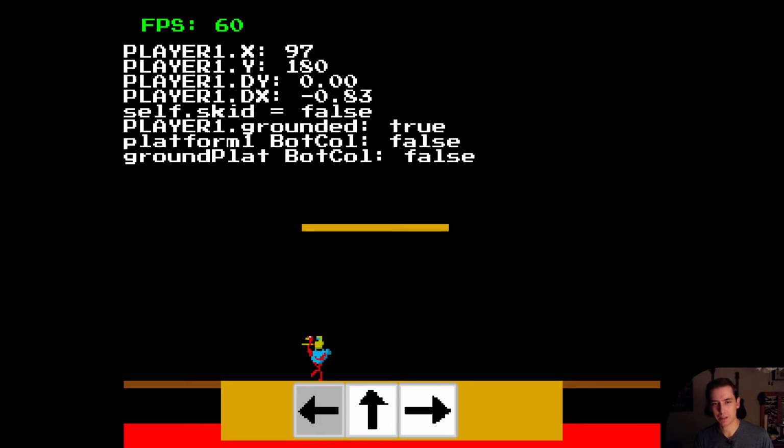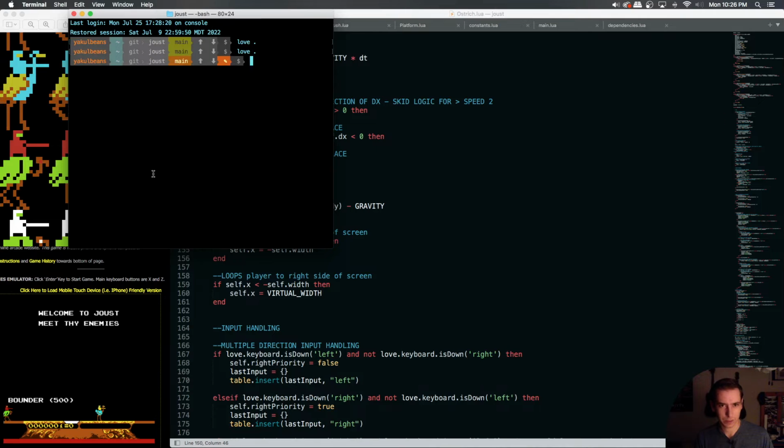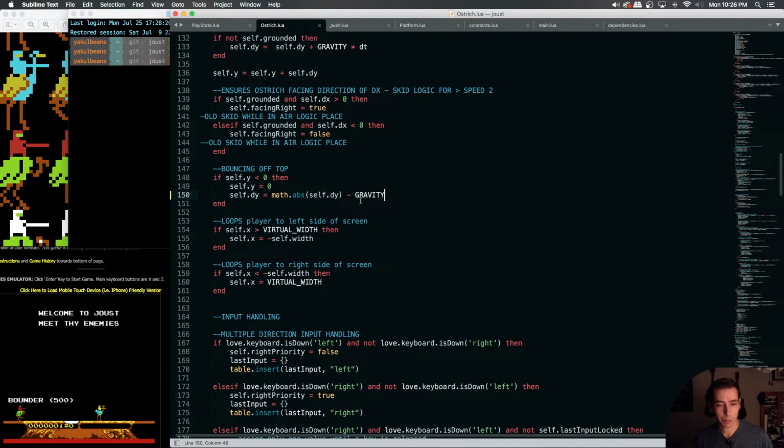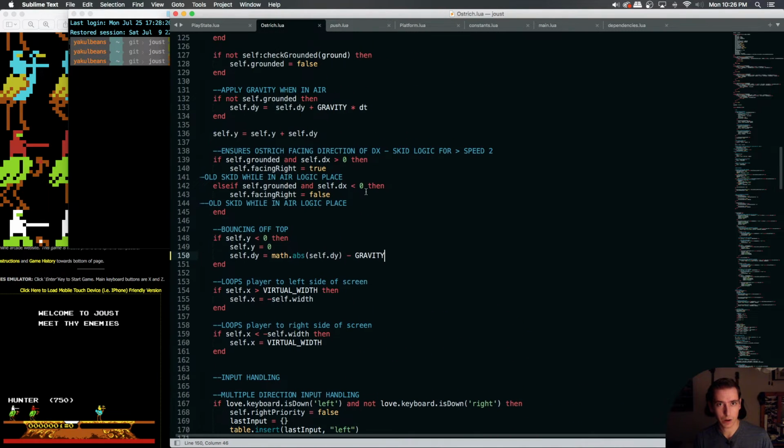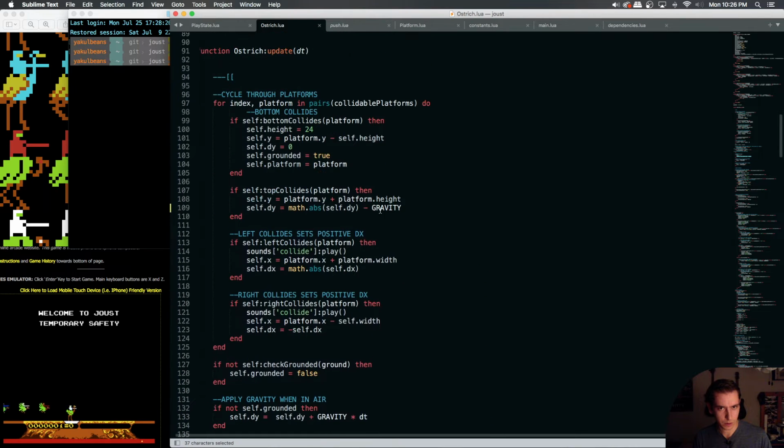So it's the minus gravity that's giving a collision there. So look, that looks, well, I mean, it's busted, but the problem here is that we are setting our y, well, we're right here. See how we're setting our y, then we're changing our dy.